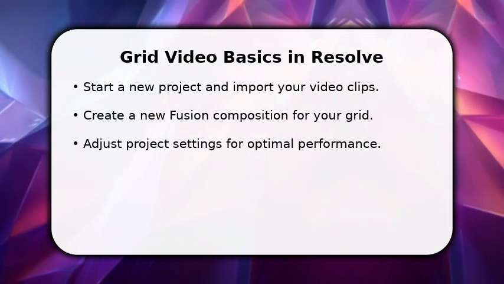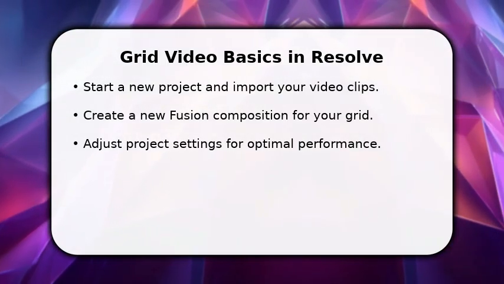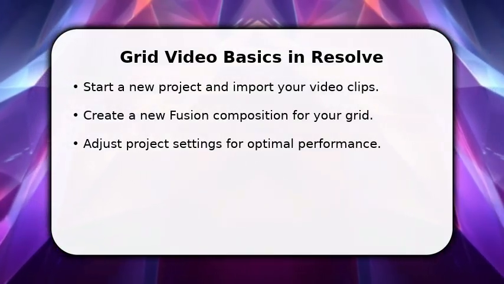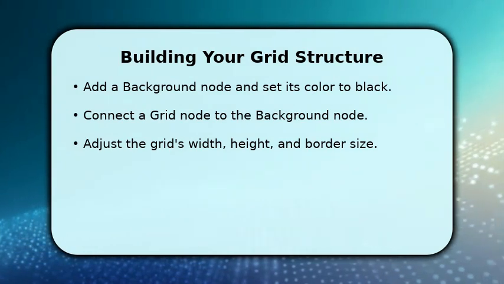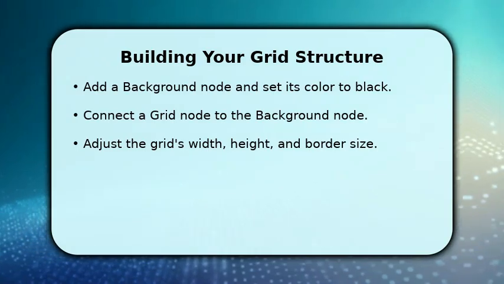Ensure your project settings are optimized for your footage, perhaps setting the frame rate to 24 or 30 frames per second for smooth playback. Now let's build the grid. In Fusion, drag a background node into the workspace and set its color to black. This will be our base.